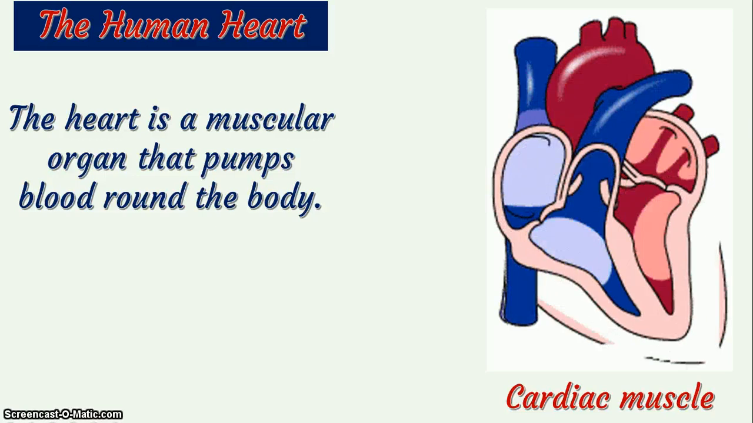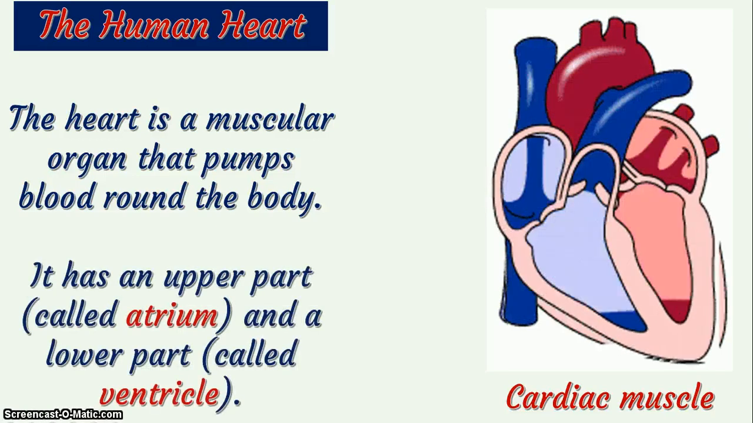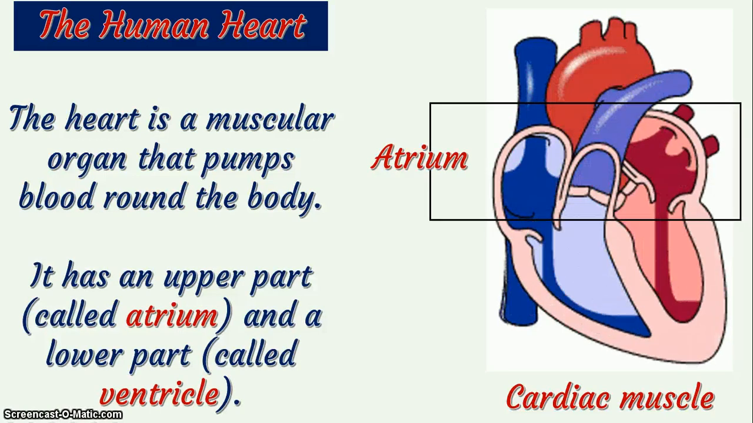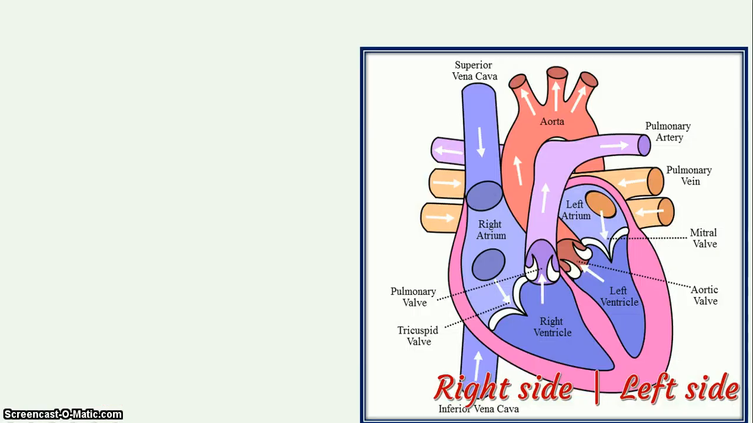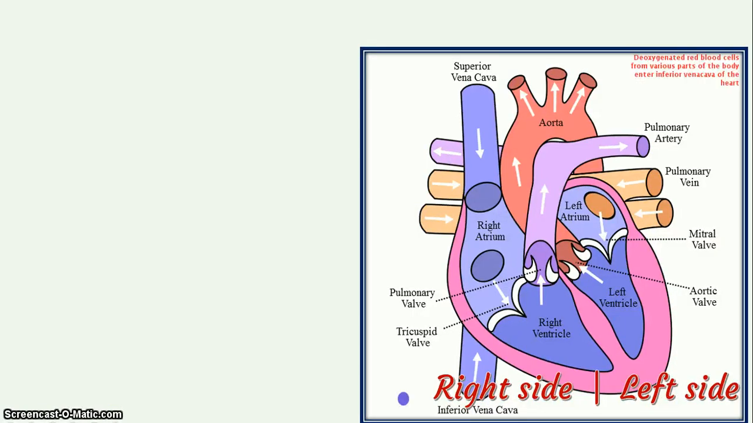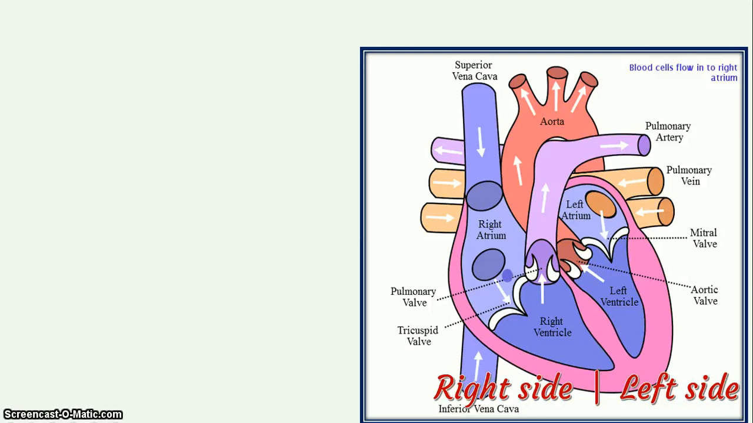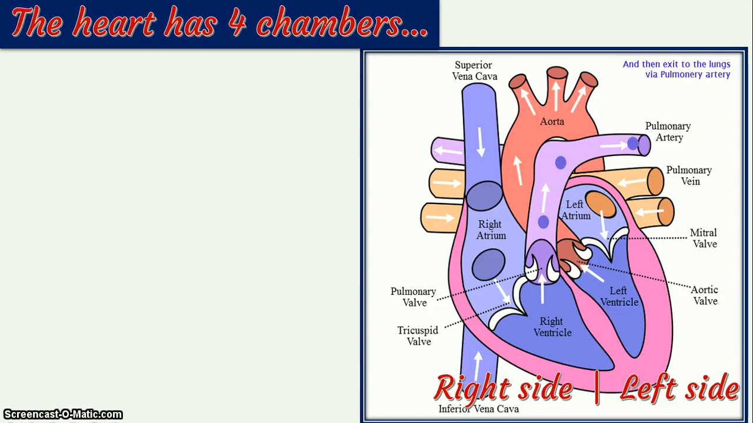So let's go. We say the heart is divided into 2 parts. The upper part is called the atrium, and the lower part is called the ventricle. Even if we say the heart is divided into 2 parts, the upper part and the lower part, most times we divide the heart into 2 sides, the right hand side and the left hand side. So the upper part, the lower part, the right hand side and the left hand side end up dividing the heart into 4 chambers.